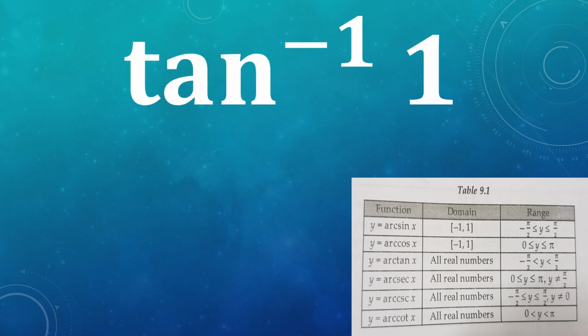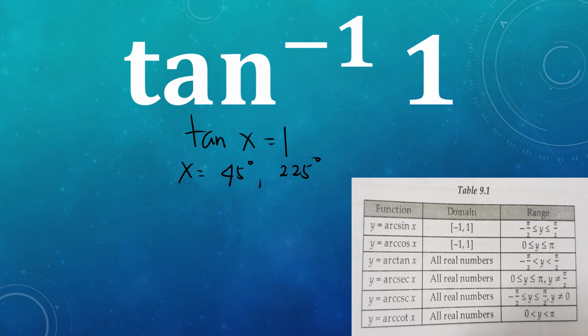Tan raised to negative 1 of 1, or we can say arctan of 1. So we can write that as tan x is equal to 1. It implies we're going to think of angle measures that will satisfy the given equation. Looking back on our topic in circular functions, the angle measures that satisfy the given equation are 45 degrees and 225 degrees.